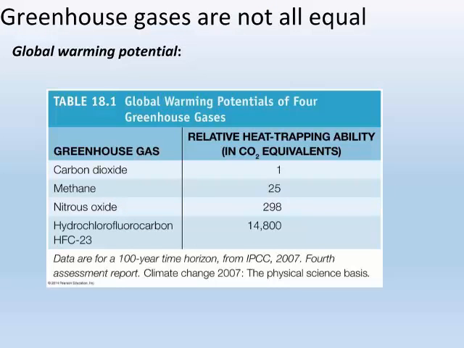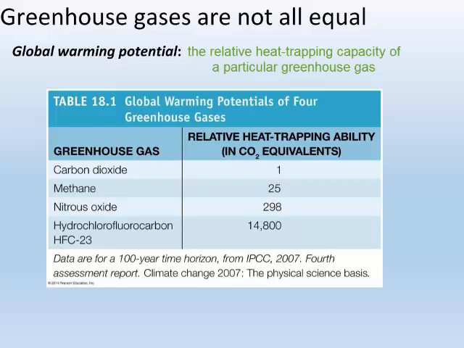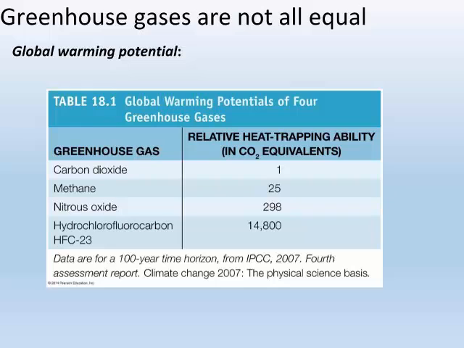This is a table that illustrates the global warming potential of 4 of the greenhouse gases. Global warming potential is essentially the relative heat-trapping capacity of a particular greenhouse gas. The values shown on the right of the table are expressed in relation to carbon dioxide, or in other words, how many carbon dioxide molecules it would take to equal the heat-trapping capacity of various greenhouse gases. As you can see, nitrous oxide is 298 times more potent than carbon dioxide.